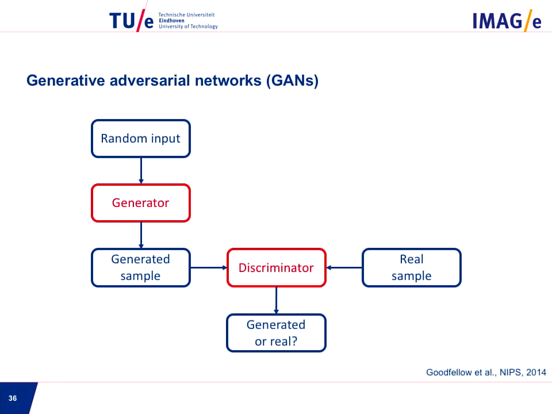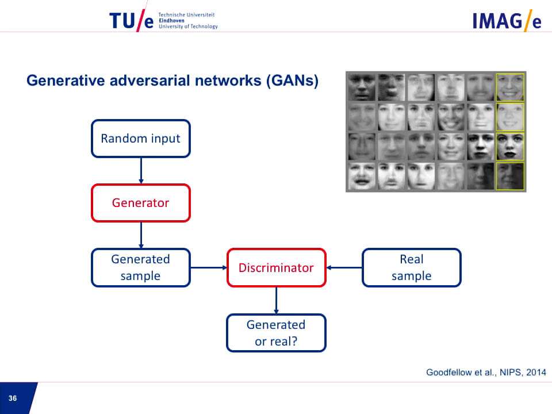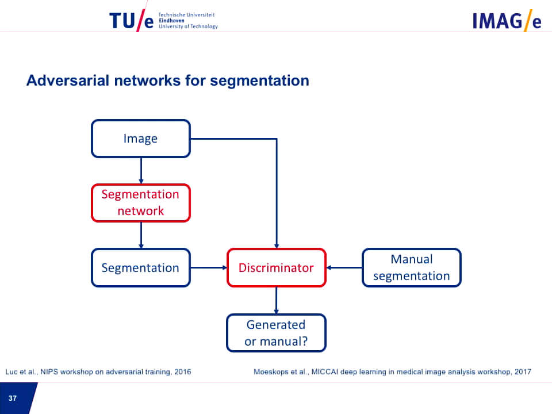Okay, so Chris nicely introduced generative adversarial networks in the previous talk, so I can be quite short. The idea is you have a generator network that generates data from a random input, and then we have a discriminator network that distinguishes generated from real data. So this is an image from the paper showing generated images of faces. We can take this idea also to segmentation.